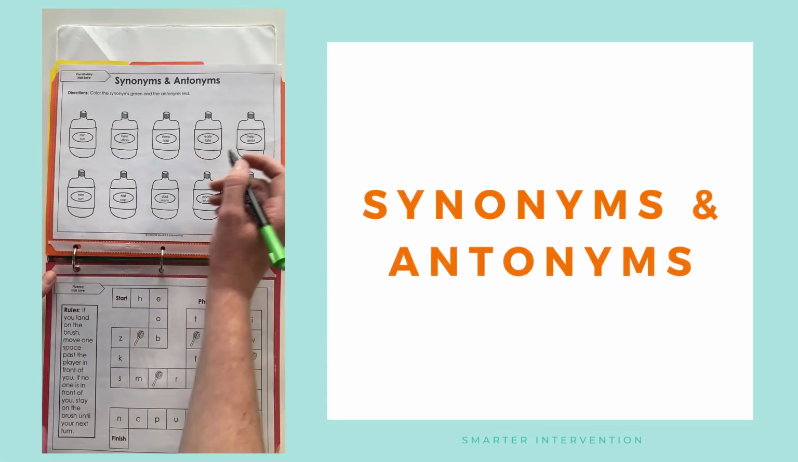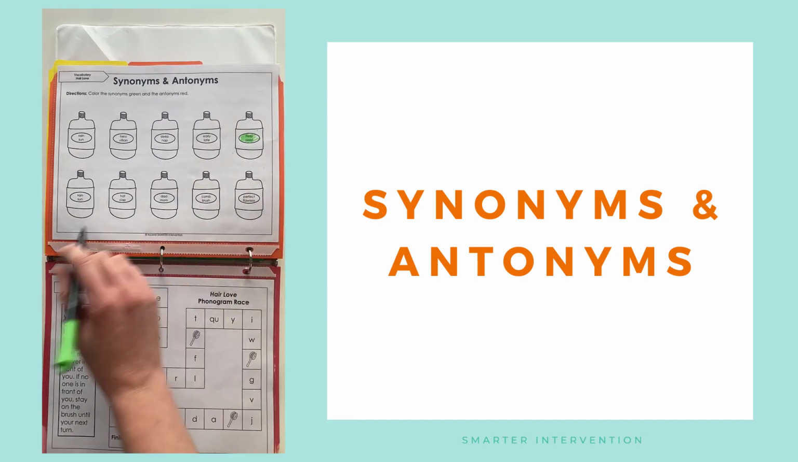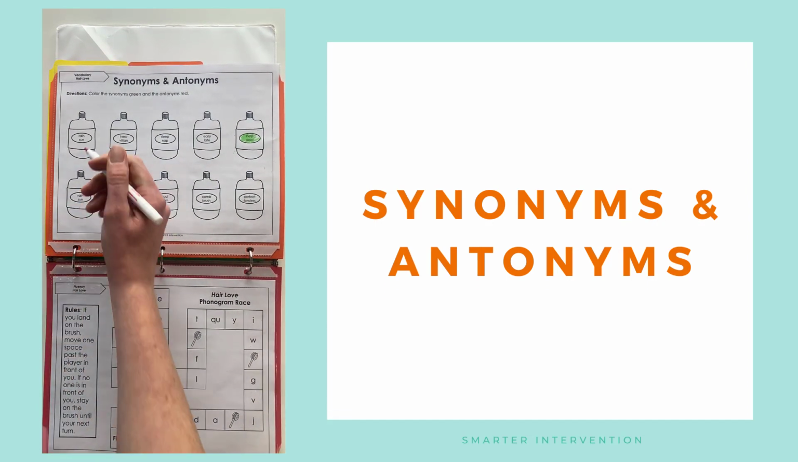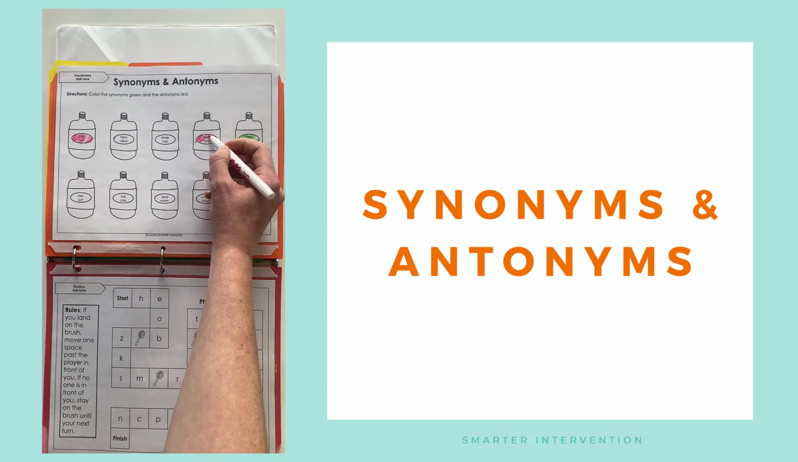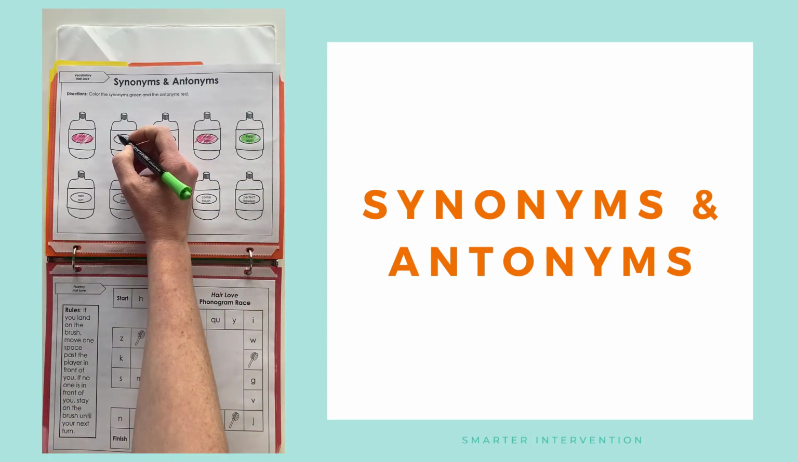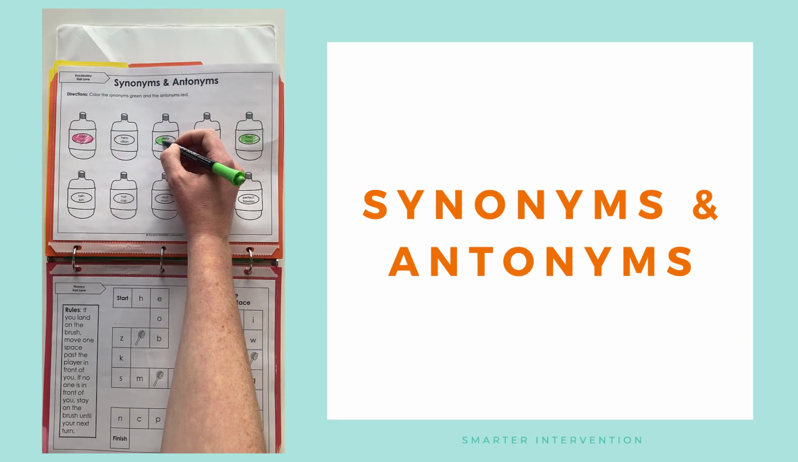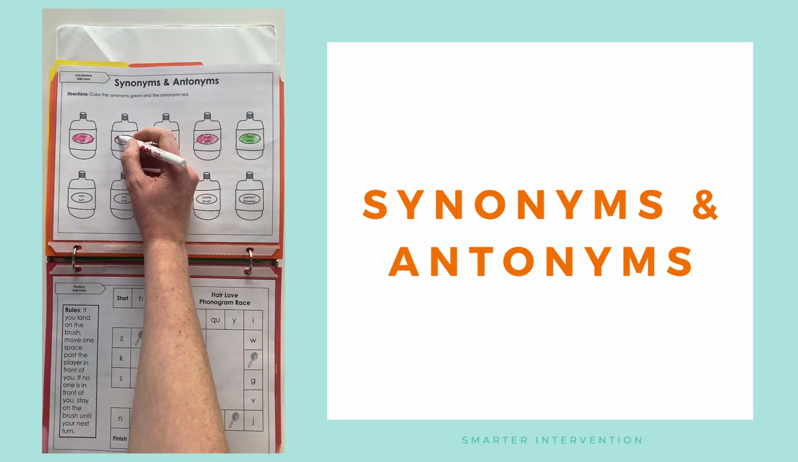We also like to have our students start to recognize the relationship between words as they're reading. So we'll have them identify synonyms and antonyms that maybe came from the text or related to the text. We have them color those synonyms green and those antonyms red.